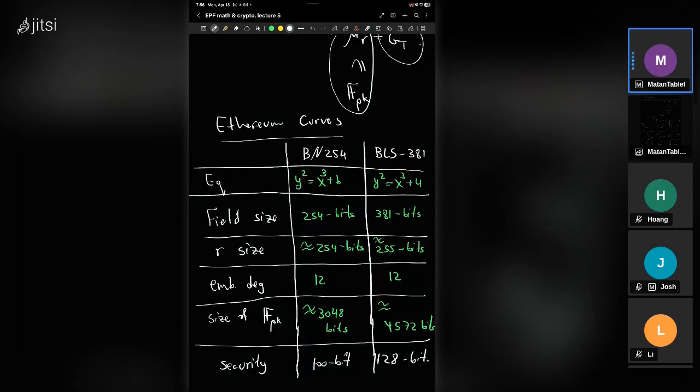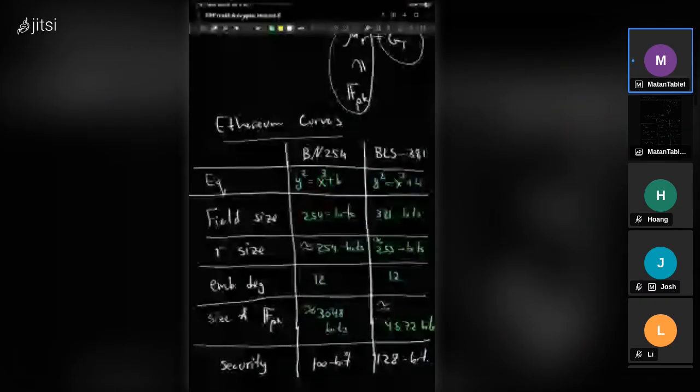Okay, and so BN254 is a pairing-friendly curve, and it is used in the... BLS381 is used in the beacon chain, so in the consensus layer of Ethereum, and eventually the plan is to move to BLS381 for everything because it has better security. What else did I want to say?